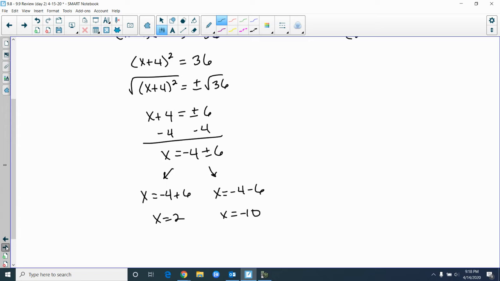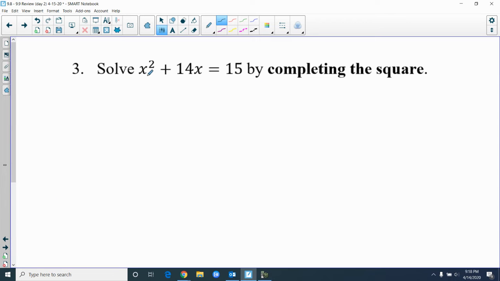Okay, number 3. x squared plus 14x equals 15. x squared plus 14x plus, put a blank here, equals 15 plus, put a blank here. The answers, I'm going to give you those now so you can see if you did it right. The two answers are -15 and 1.